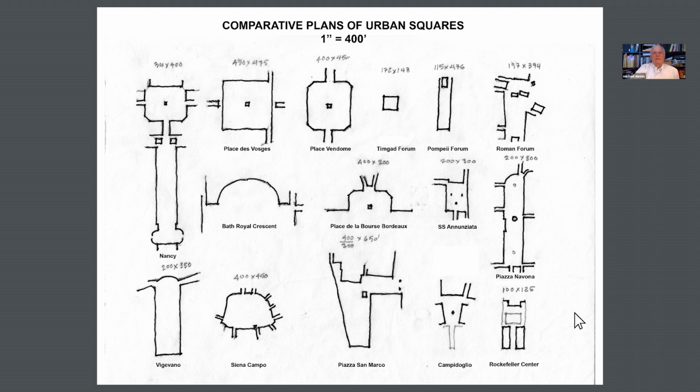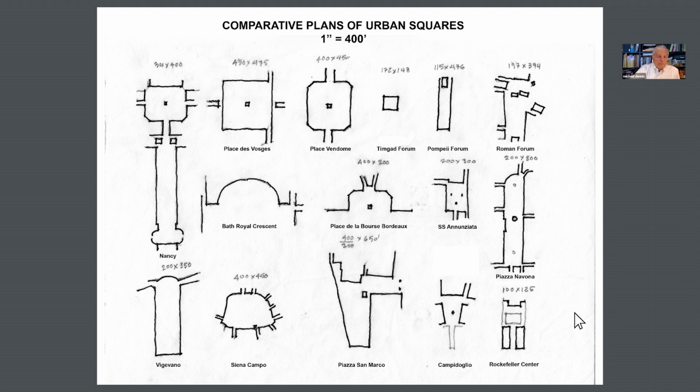And here, you could print this out, but it's a series of plots from various places at the same scale. Rockefeller Center, you see down here on the lower right-hand corner, and the Campidoglio in Rome is here.